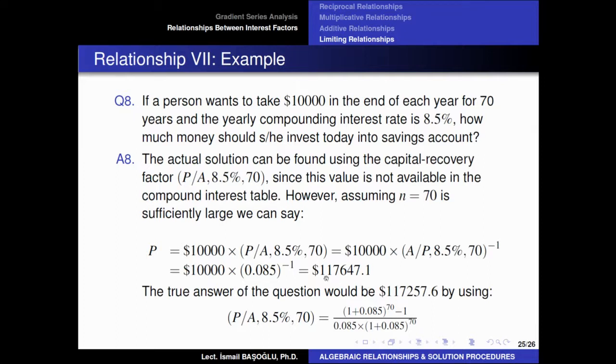And then the necessary principal amount would be $117,647.1. Now the true answer can be computed by applying the uniform series present worth factor formula directly. And if you apply this formula directly, you would get the true answer as $117,257, which is almost $400 short of the approximate answer. So as you can see, 70 is a sufficiently large number to make a moderate approximation here. So the approximation is not very good, but not very bad either. So we can assume that 70 is a sufficiently large number of investment years, and we can directly take the uniform series capital recovery factor as the decimal interest rate for that example.